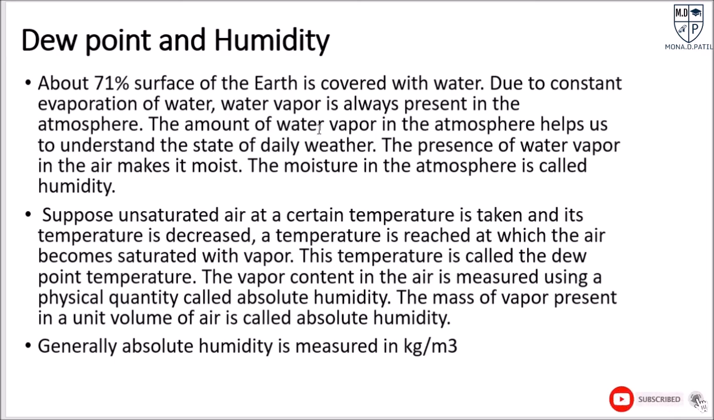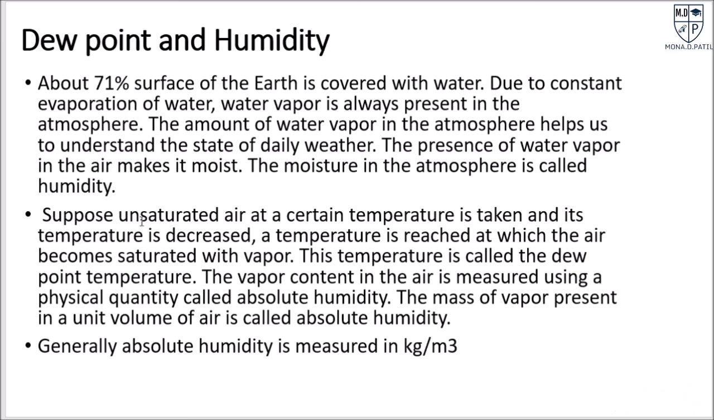in the atmosphere. The presence of water vapor in the air makes it moist, and the moisture in the atmosphere is called humidity. Suppose more water vapor is there, then we can say today is a more humid environment. So humidity will be more, and on a less humid or sunny day, there will be less humidity because the water vapor amount will be less at that time.